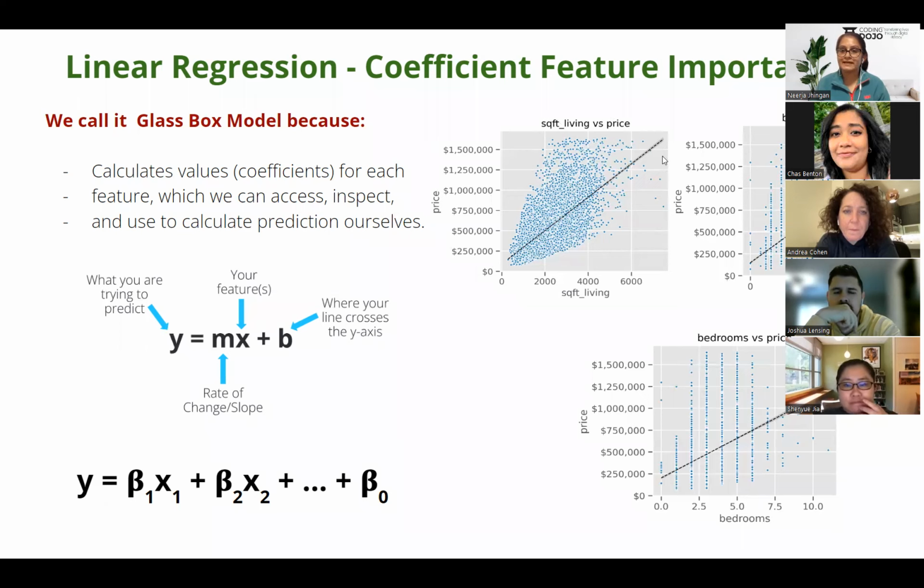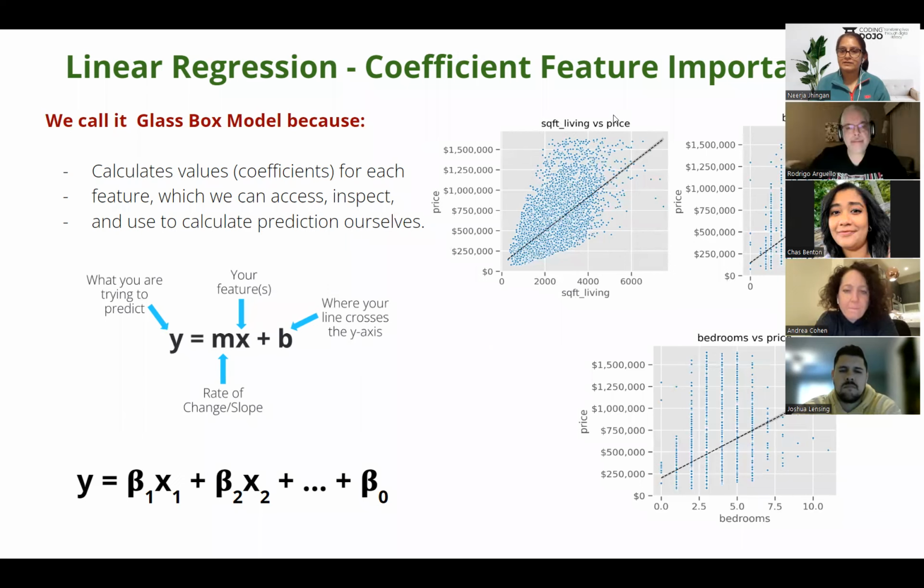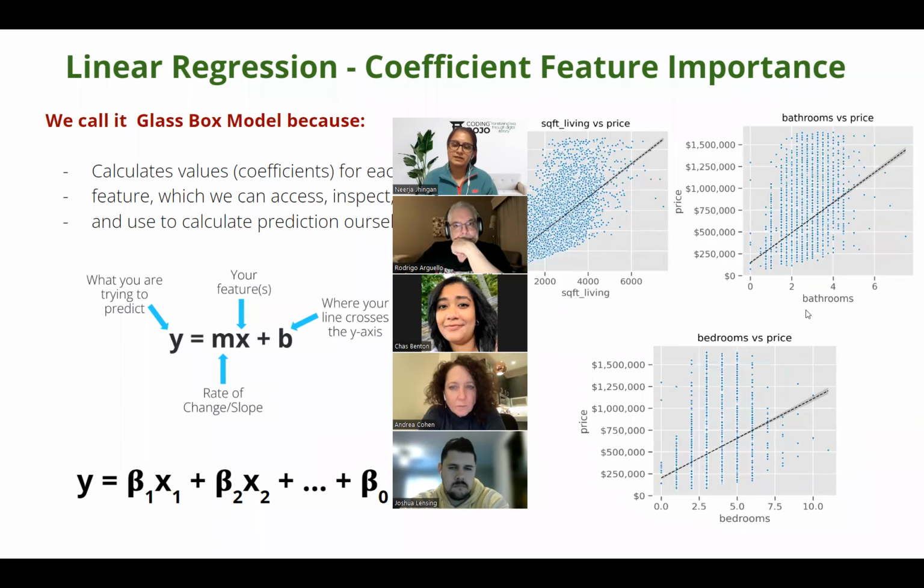Is this negative? Positive, correct? Positive. Yes, great. Because if the square foot living of the house is increasing, price is also increasing, right? And if we go for the second feature, bathroom versus prices, it is also showing the same thing, right?